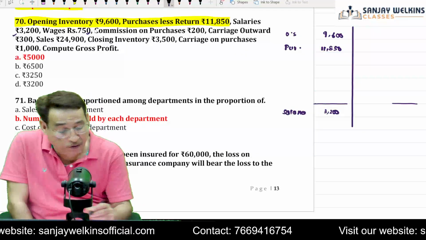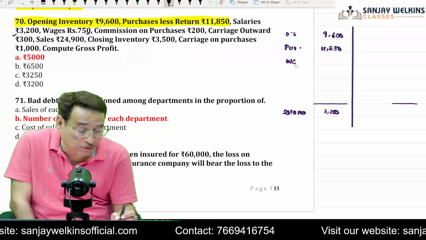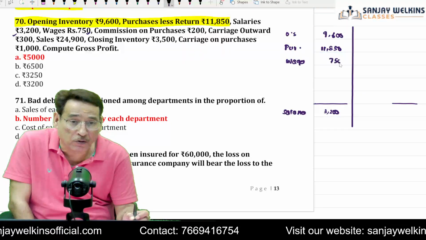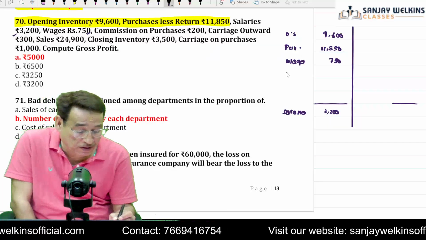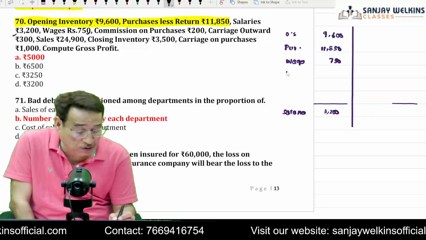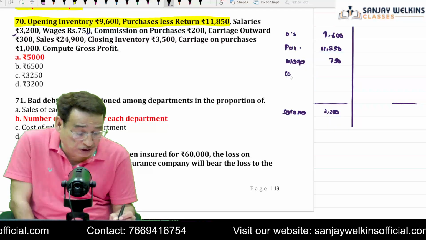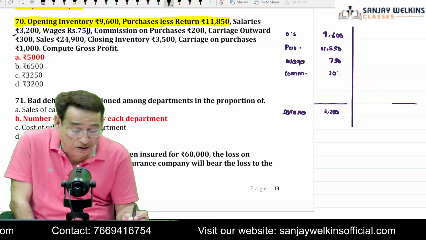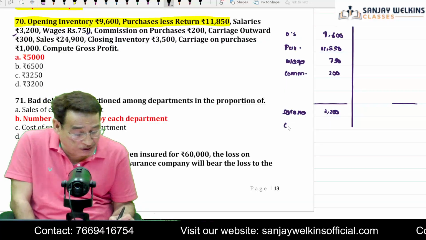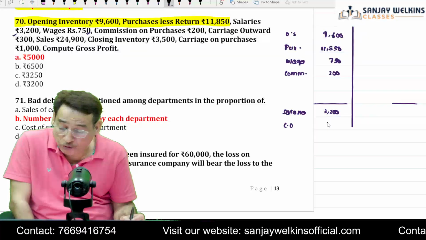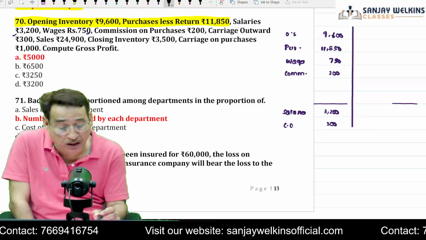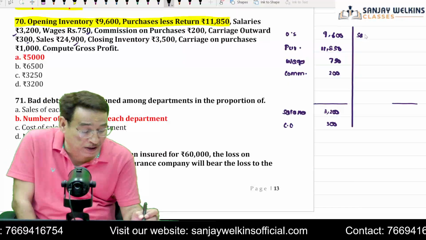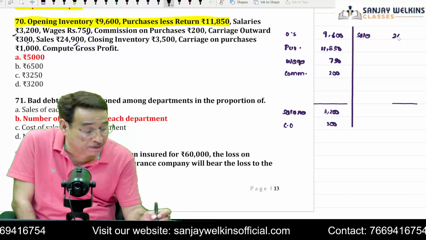Then we are being given wages. Wages is a direct expense, so we are going to put it over here. Wages is equal to 750 in this particular case. Commission on purchases you are going to write here. Commission on purchases will be considered as direct expense, 200. Carriage outward will be written over here, 300. Then sales 24,900. You are going to write sales as 24,900.